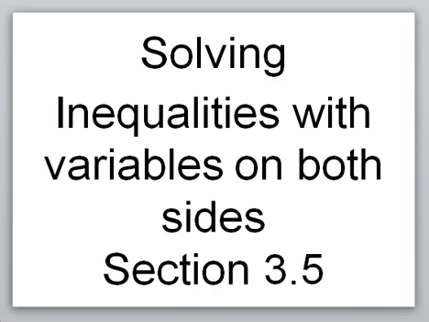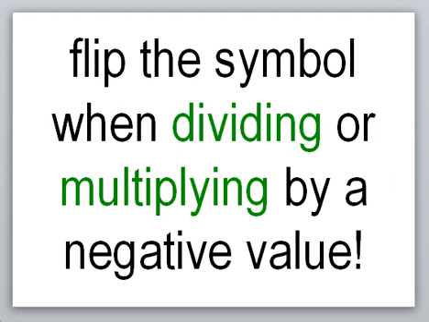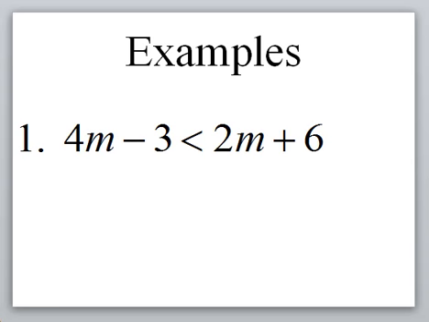Alright, today we're going to be looking at solving inequalities with variables on both sides. What you need to know is that we're going to continue to solve these like a normal equation. Except remember, we are going to flip the symbol when we're dividing or multiplying by a negative. We want to continue to always end up with our variable on the left-hand side. So let's just get started and do some examples.